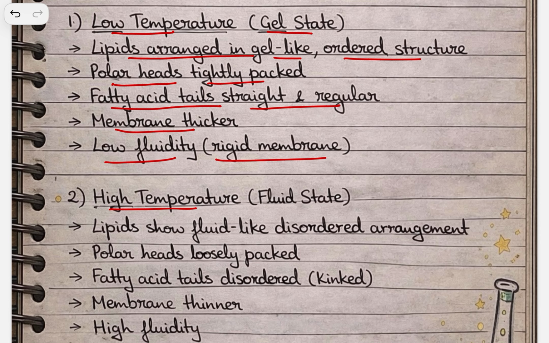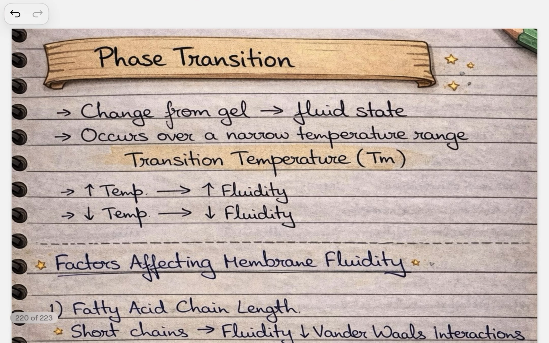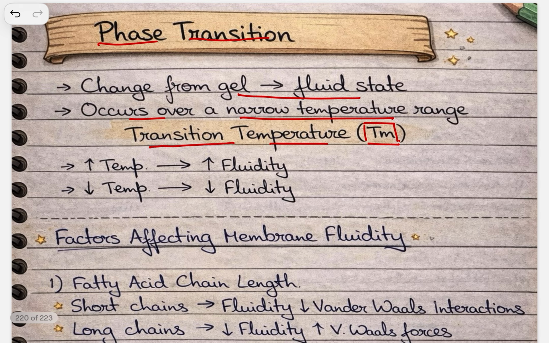At high temperature, we observe the fluid state of the membrane. Lipids show a fluid-like disordered arrangement. Polar heads are loosely packed. Fatty acid tails are disordered or kinked, the membrane is thinner, and high fluidity is observed. Next is phase transition, the change from gel to fluid state. This occurs over a narrow temperature range known as the transition temperature, or TM. So temperature is directly proportional to fluidity. High temperature, high fluidity; low temperature, low fluidity.